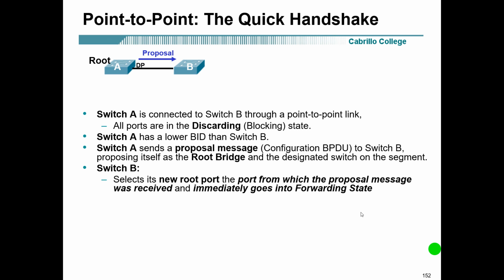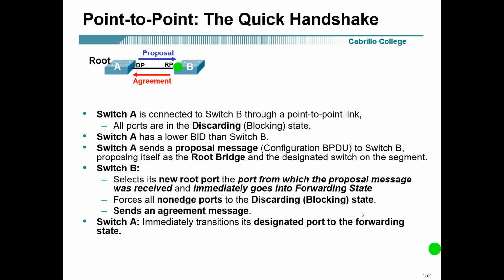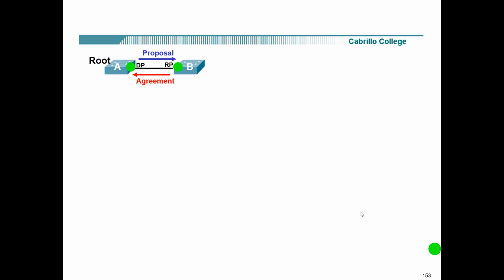Switch B selects the new root port, the port from which its proposal message was received, and it immediately goes into forwarding state. It forces all non-edge ports to the discarding or blocking state and sends an agreement message. Switch A immediately transitions its designated port to the forwarding state. No loops in the network are formed because switch B blocks all of its non-edge ports and because there is a point-to-point link between A and B.